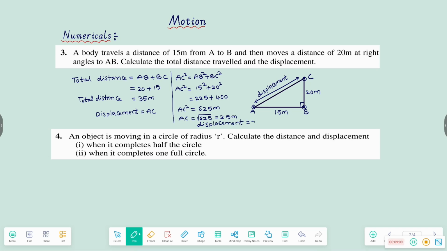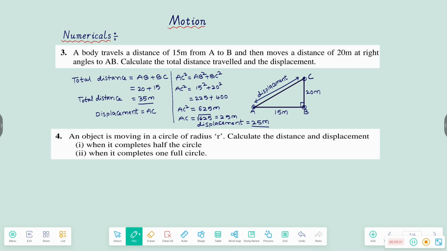So displacement is not always 0. In this case it is 25 meters. Distance is 35 meters, displacement is 25 meters, because here it is forming a right angle triangle and displacement is the hypotenuse in the right angle triangle. We have to use Pythagoras theorem to get displacement. Hope you understood that. Now see question number 4.